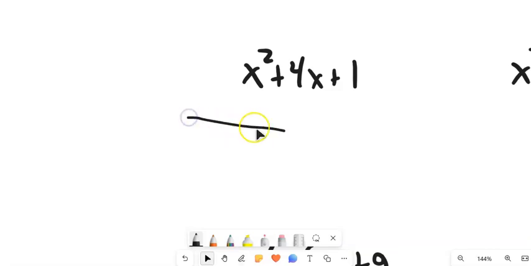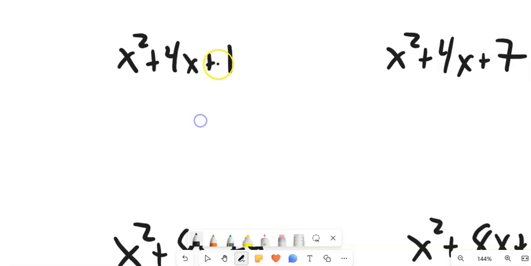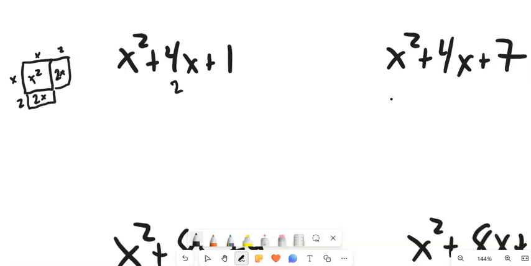So if I had something like x squared plus 4x plus 1, and I was asked to complete the square on this, notice I have a plus 1 here. If I think about what I have, an x squared, so x times x. I've got these 4 x's. I'm going to cut those up into 2 and 2. So there's my x squared, there's my 2x, there's my 2x. And I need 4 in here, right? But I only have 1.